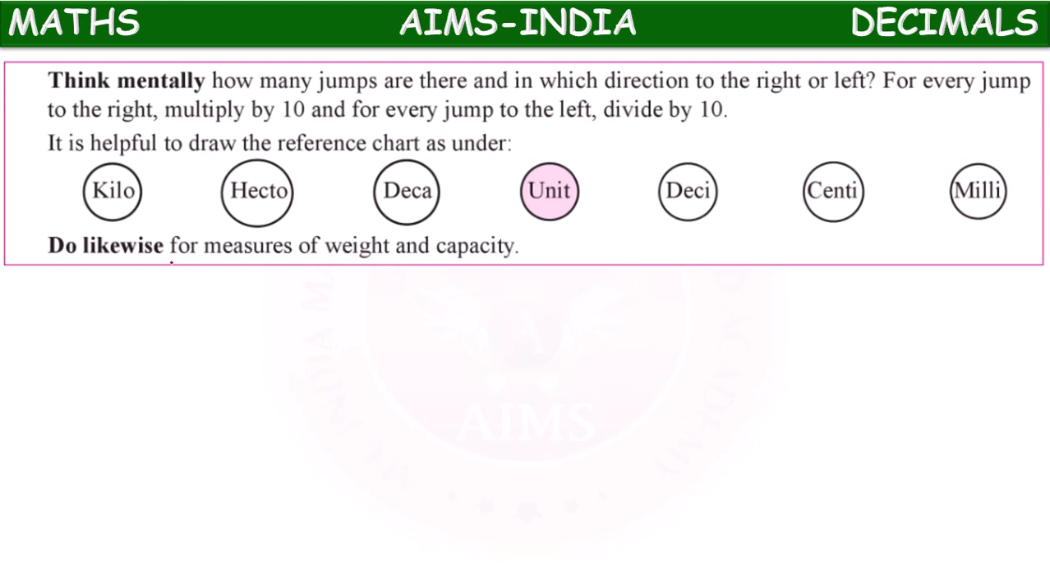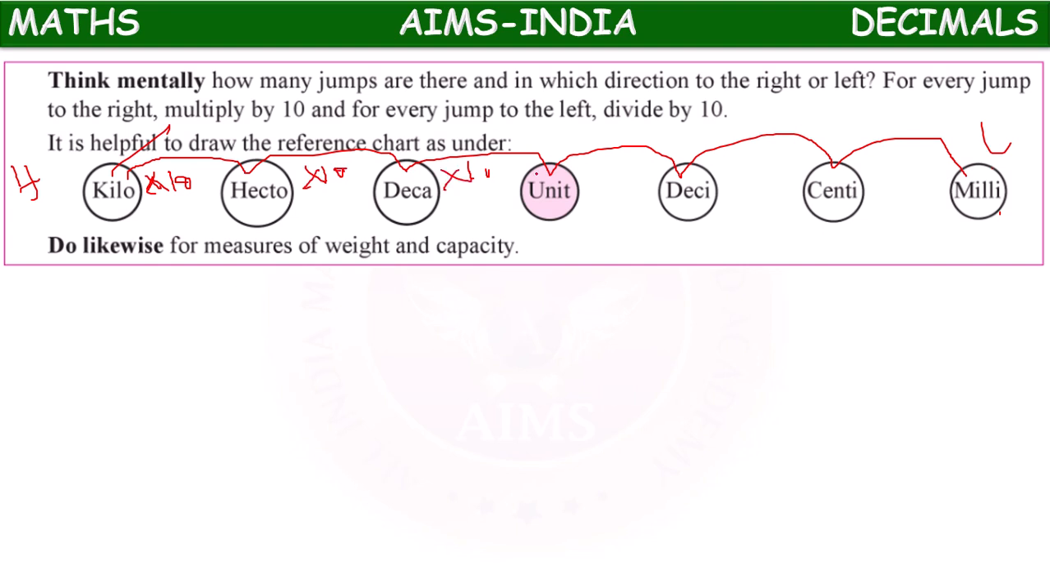So here, let's see this. How many jumps are there here? Which one is higher? Kilo is higher. Which one is lower? Milli is lower. Higher to lower: 1, 2, 3, 4, 5, 6. 6 jumps are there. For each jump towards the right side, towards lower value, we have to multiply by 10, into 10 into 10, like that.